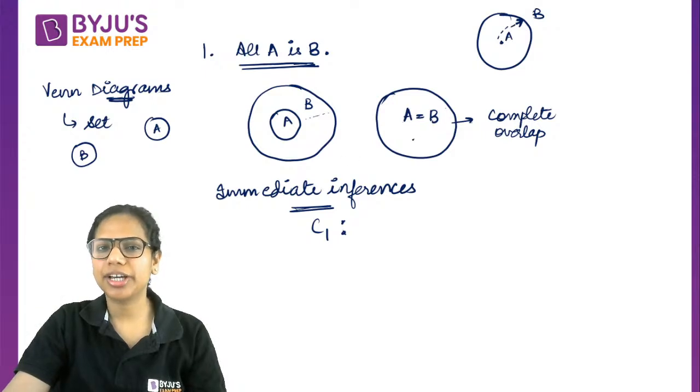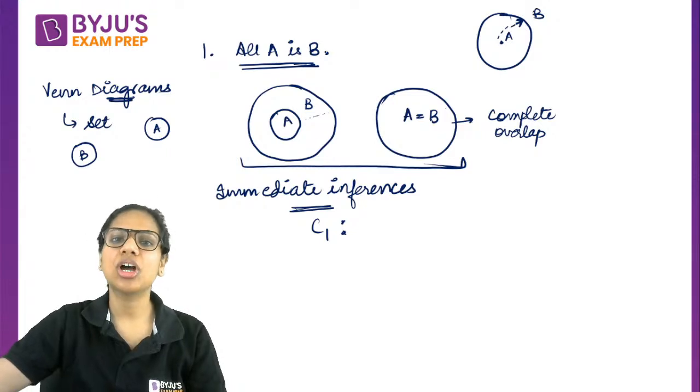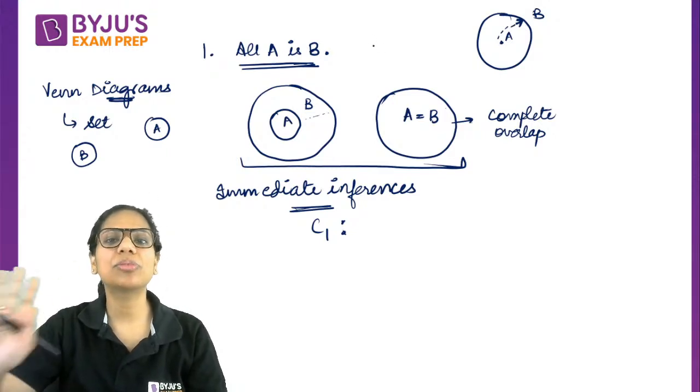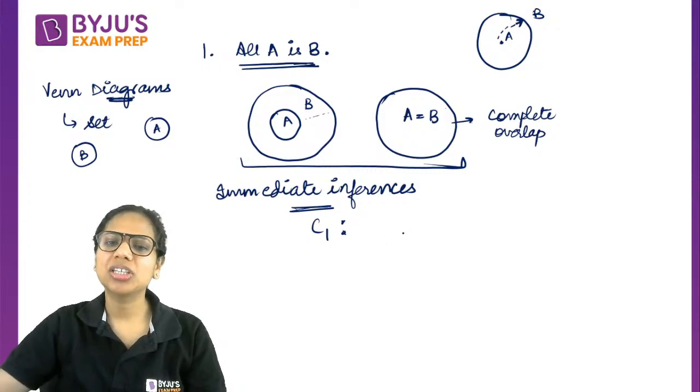Okay, here it seems true, but not here. And if something is true for sure, it should be true in all the cases. So when we say all A's B, that does not automatically imply all B's A, right? Okay. Then what can I say?